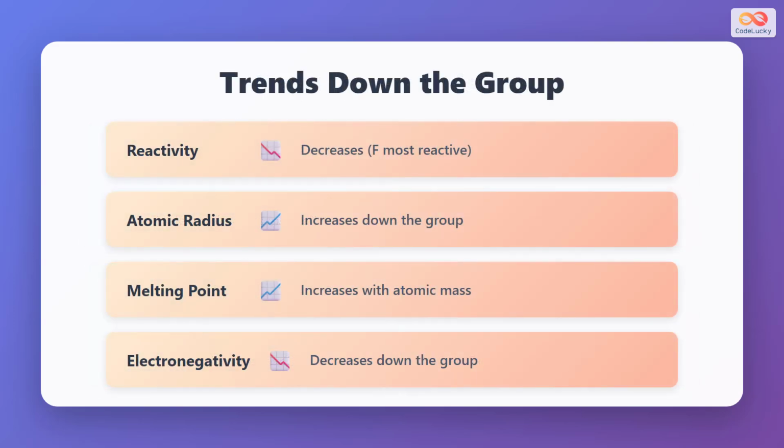As we move down group 17, several important trends emerge. Reactivity decreases down the group, with fluorine being the most reactive element of all. This happens because the outer electrons are farther from the nucleus in larger atoms, making it harder to attract additional electrons. Atomic radius increases as we go down, following the general trend of the periodic table. Melting and boiling points increase with atomic mass, which is why the physical states change from gas to liquid to solid. Electronegativity, the ability to attract electrons, decreases down the group, with fluorine having the highest electronegativity of any element.